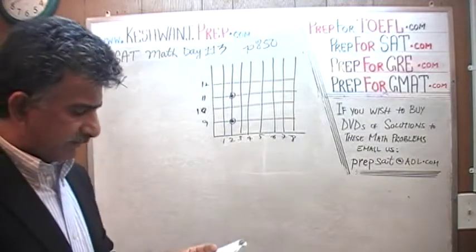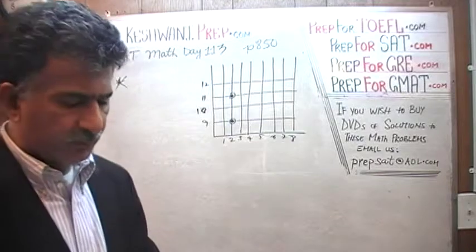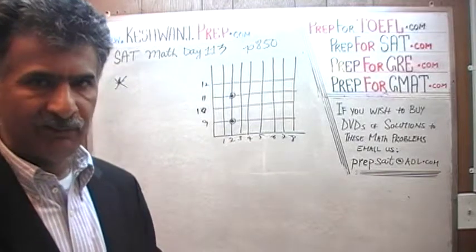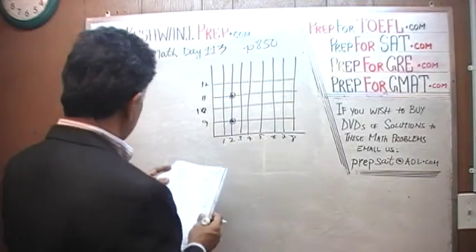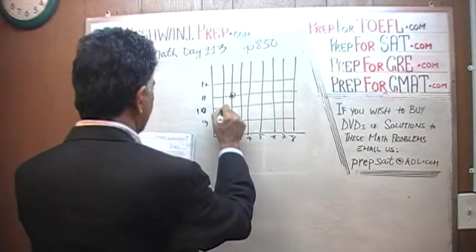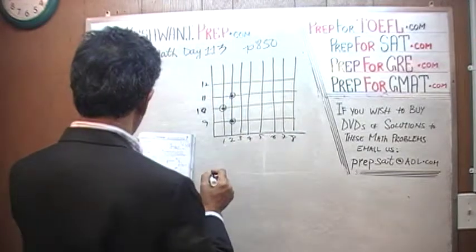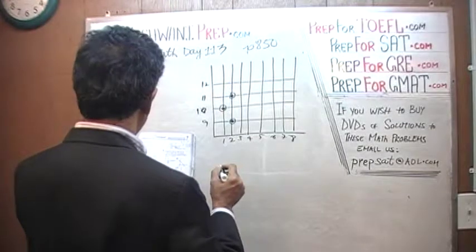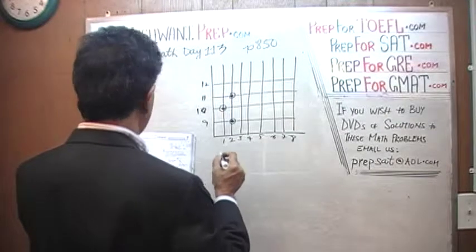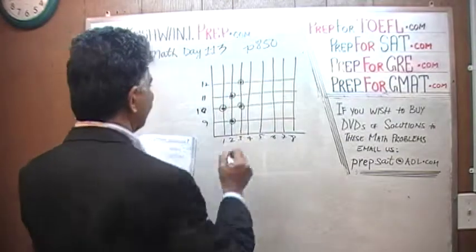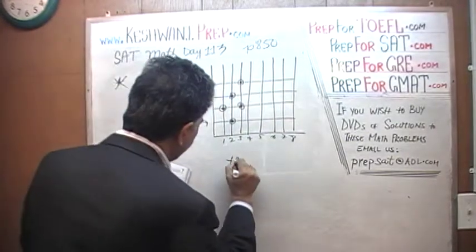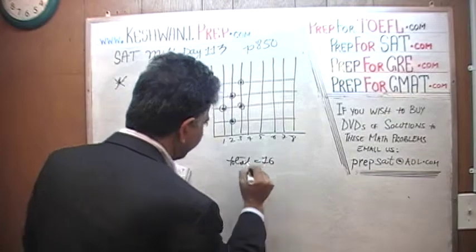Statement B says, half of the students travel less than 4 miles to school. Less than 4 miles means 1, 2, or 3. Let's find out how many travel 1 mile. There is only one 10th grader who travels 1 mile. We have 2 students who travel 3 miles, a 10th grader and a 12th grader. And we have a total of 16.